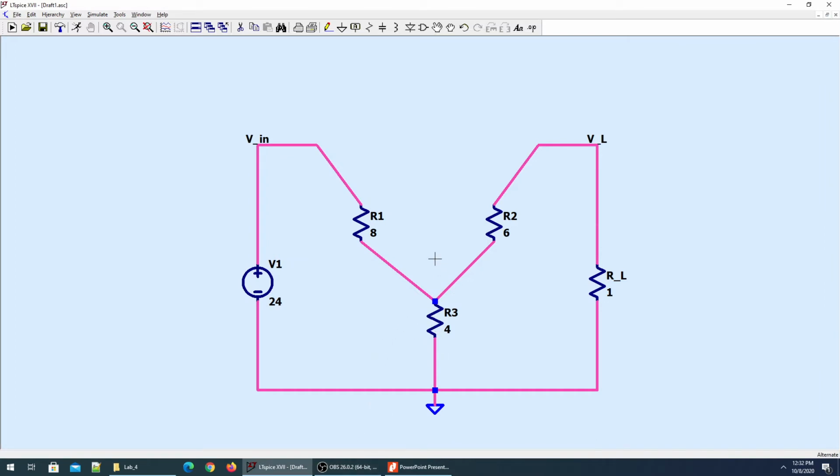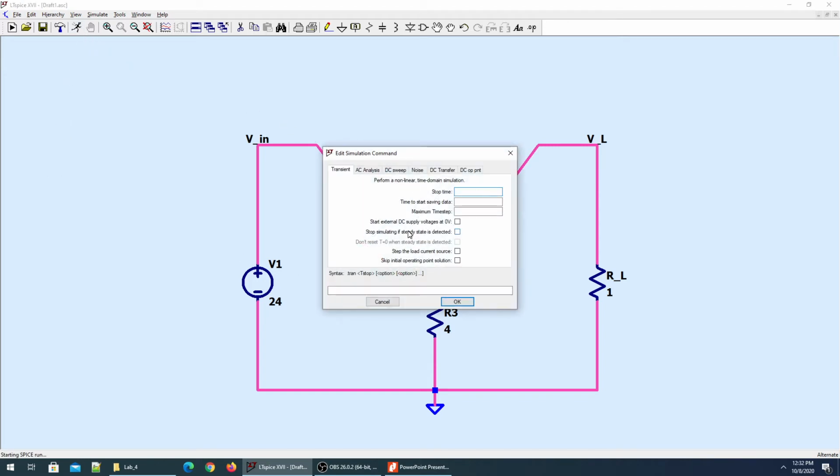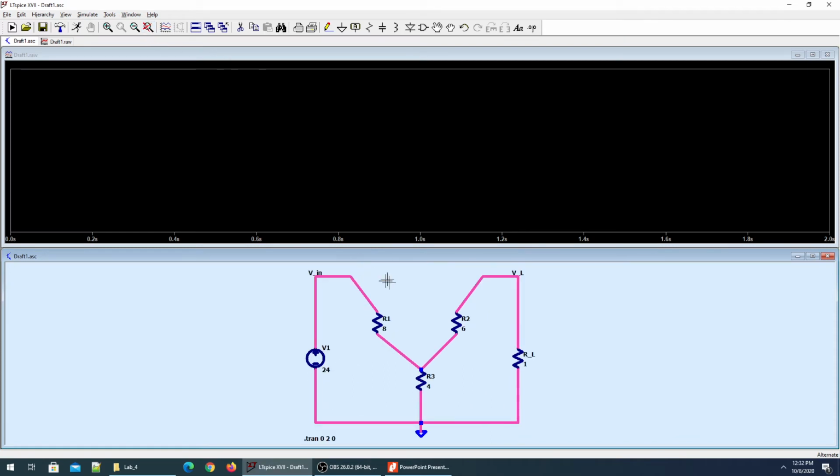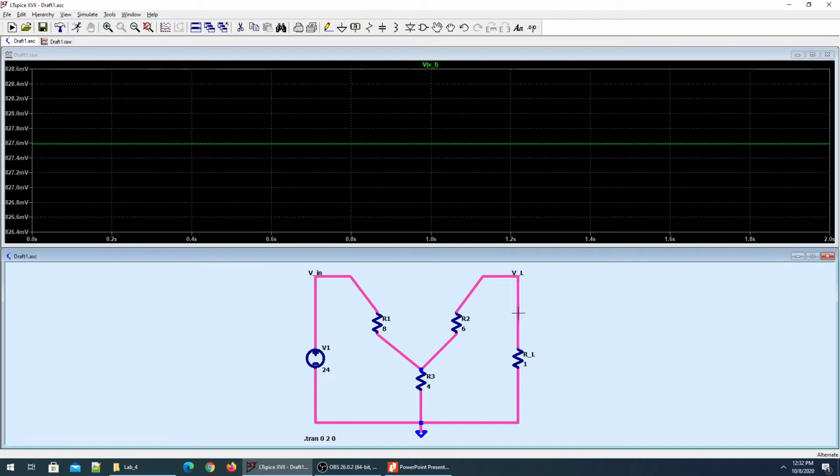Once that is done, nothing's missing, so let's simulate our circuit. I'll say stop time is 2 seconds, start saving data at 0. Once done, I will check the voltage across my load resistance. So my VL is 827.6 millivolts. Current through the resistor is 827.6 milliamps.